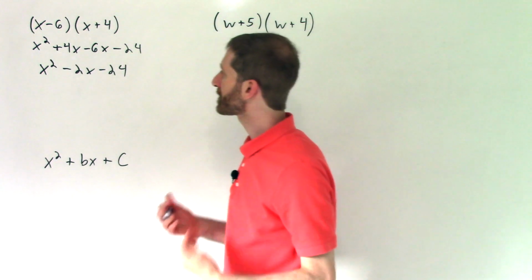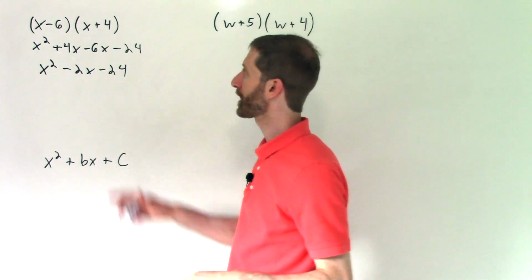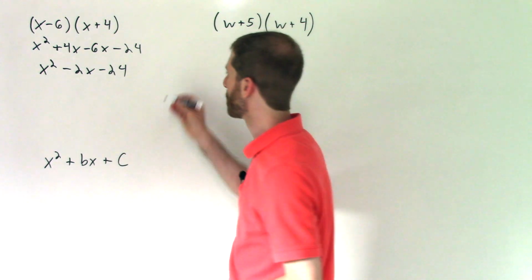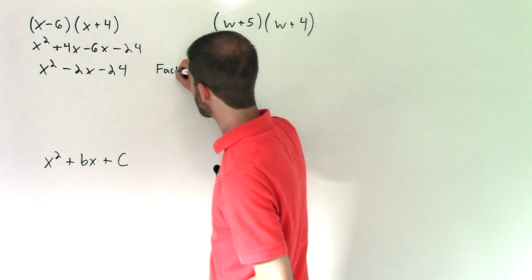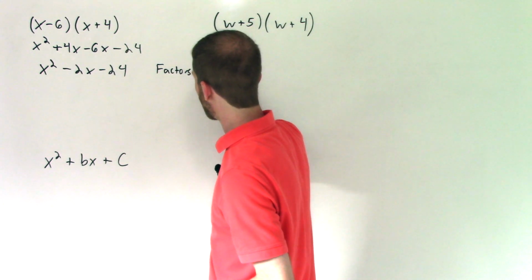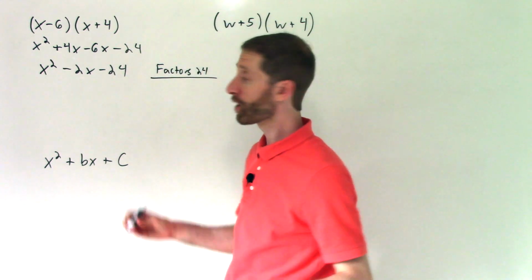Well, you can list out the factors of 24. We're going to pretend like we don't know what the answer is, right? So the factors of 24, I'll write that as a list. So I'll say factors of 24. And just list them out. Start at 1. Be organized.